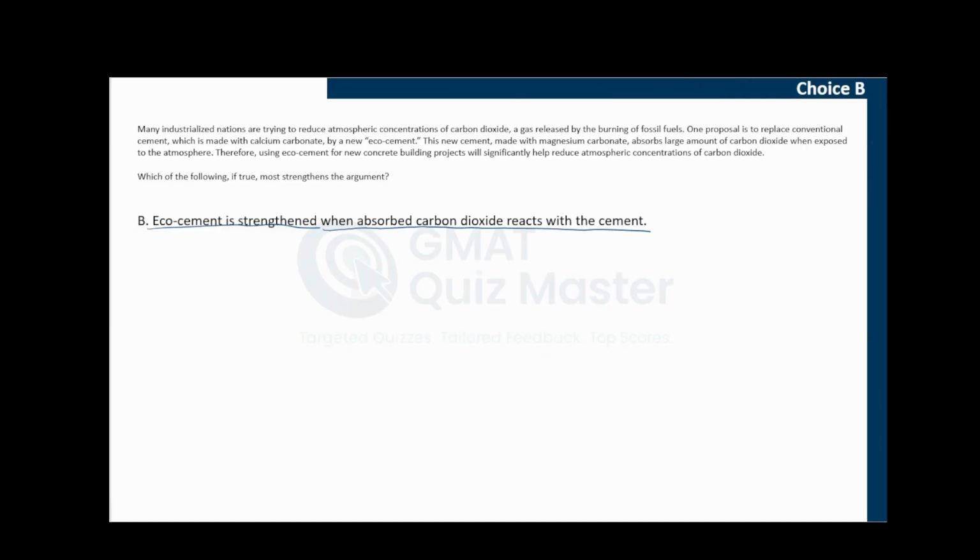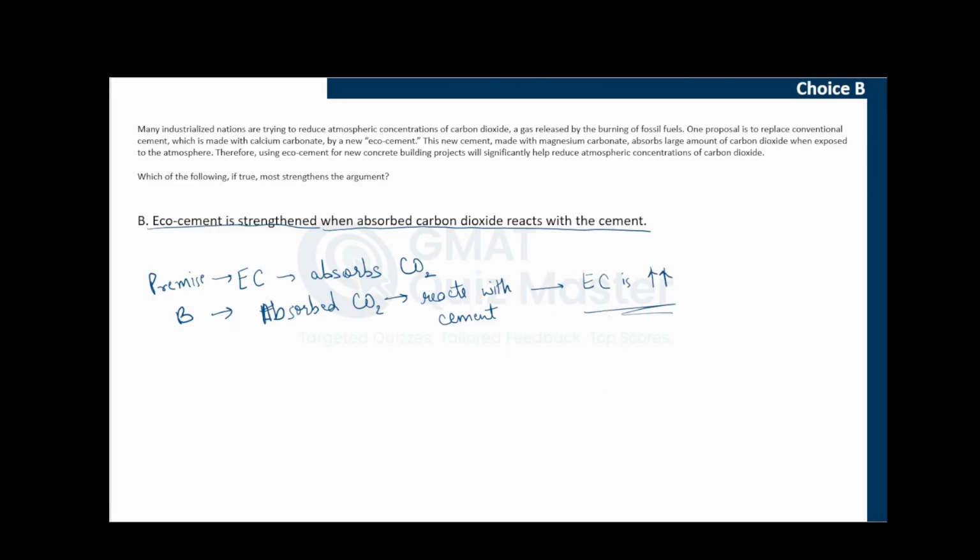All right. So we know that eco-cement absorbs carbon dioxide. Now this is from the premise. This is from the passage. We know this. Now this choice tells us that when this absorbed carbon dioxide reacts with the cement, eco-cement is strengthened, becomes more strong. So this is a good thing about eco-cement again, right? You'll think that, okay, eco-cement has this characteristic of absorbing CO2, which in turn is strengthening it. You are right there. This is something that supports the use of EC.